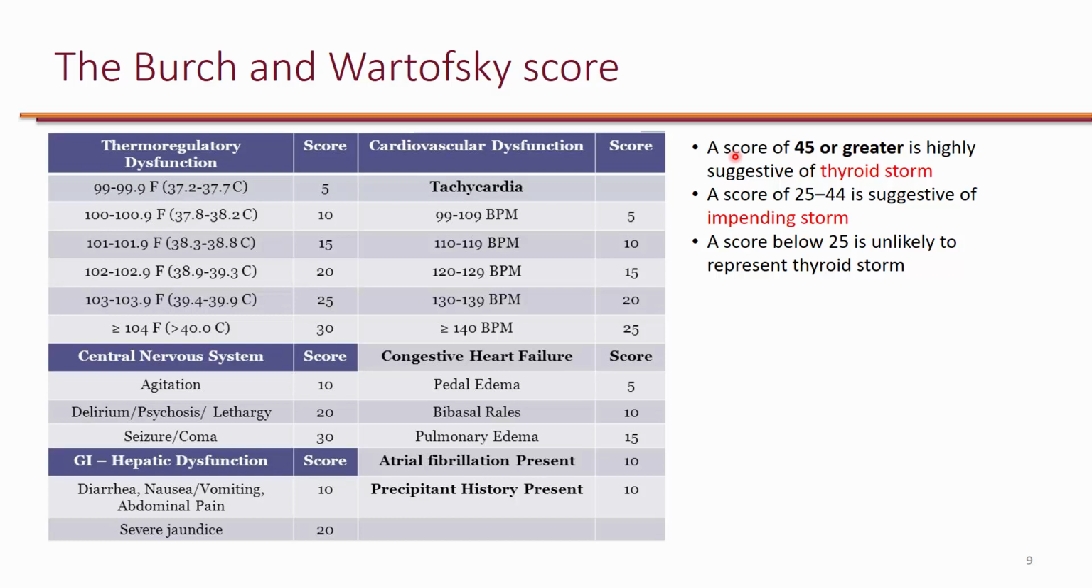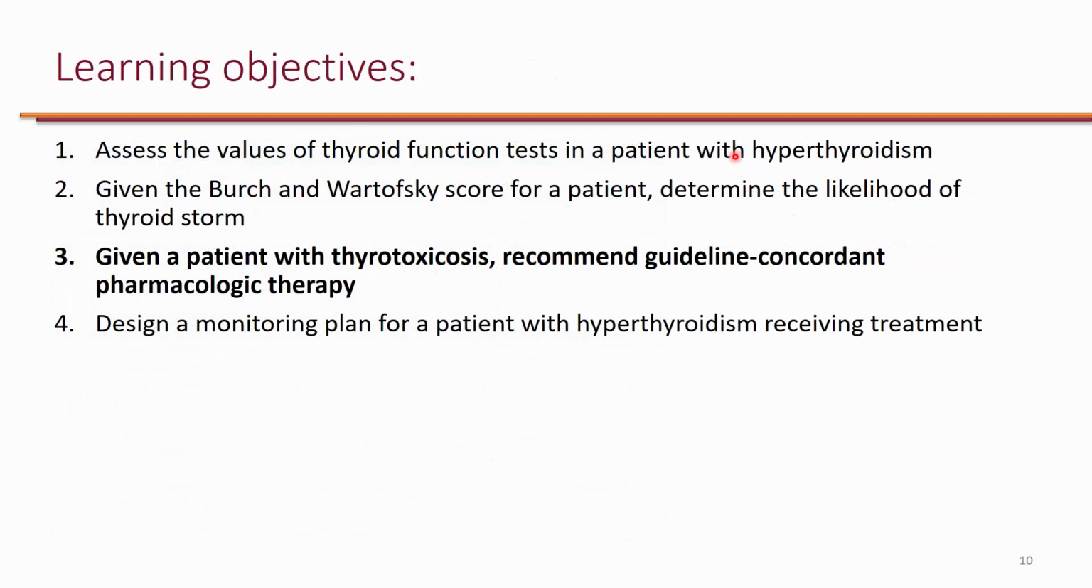Now, if the score is 25 to 45, it's impending storm, so it might be a storm in development. So it's up to the clinician. You can either treat aggressively, or you can just monitor more closely. And a score below 25 is unlikely to represent a thyroid storm. I will talk about the treatment of thyroid storm later in this activity.